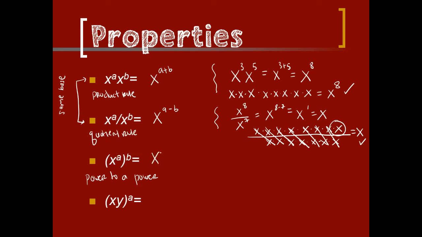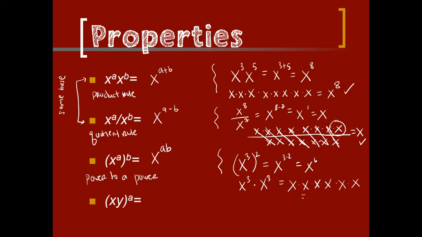Power to a power: I have x to the power of a times b. This is like saying if I had x to the power of 3 to the power of 2, I actually have x to the power of 6. So let's think about that for a minute. I have x to the third times x to the third, which is 1, 2, 3, 4, 5, 6, right? 3 and 3. That's x to the power of 6.